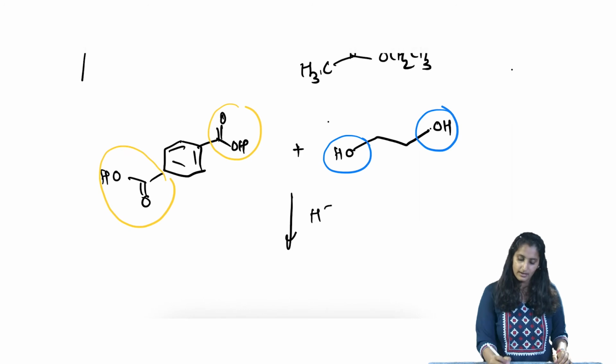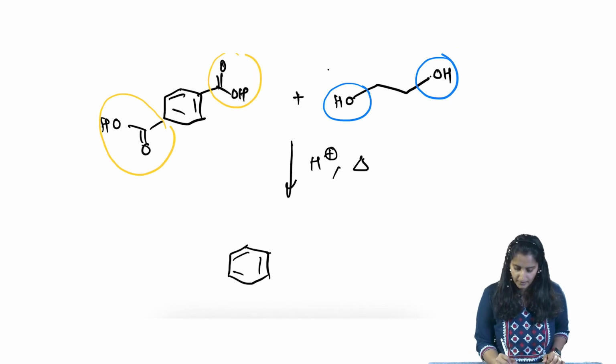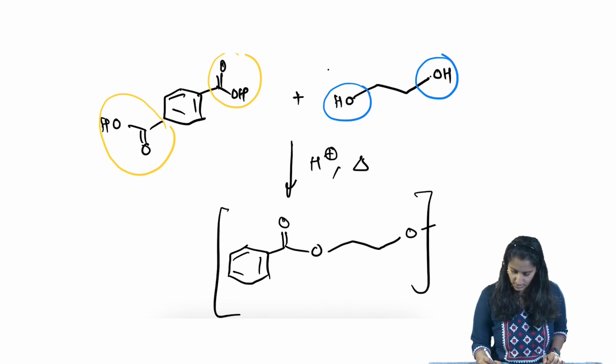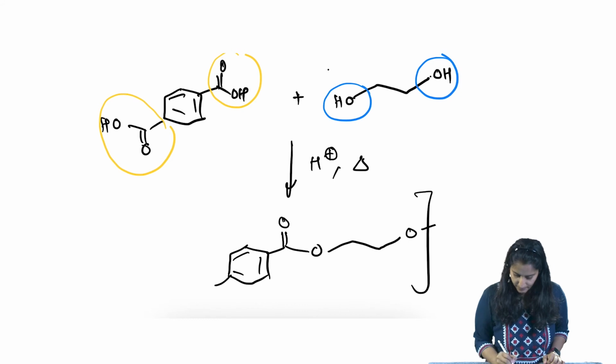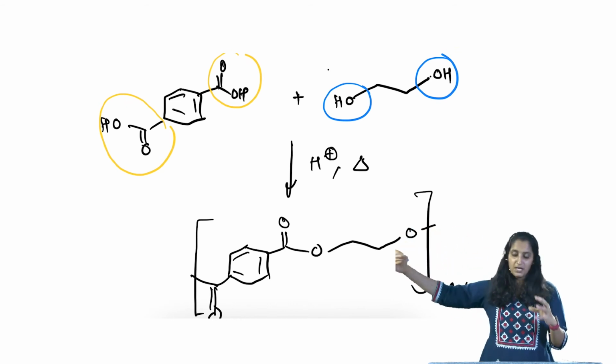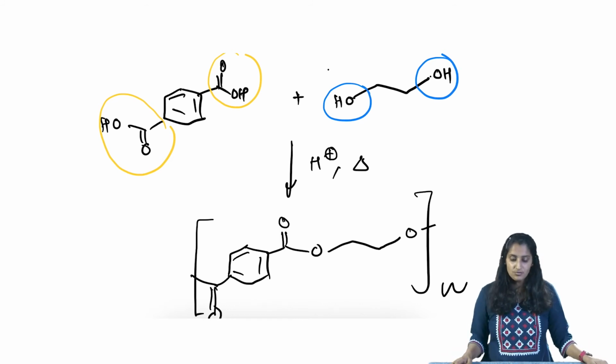And when these two react together, in the case of mineral acids and heat, you are going to form the corresponding Dacron polymer. So, let me just draw. So, that becomes your unit. And this chain is going to repeat again and again, creating a long polymer which we can use, and that is how terylene is formed.